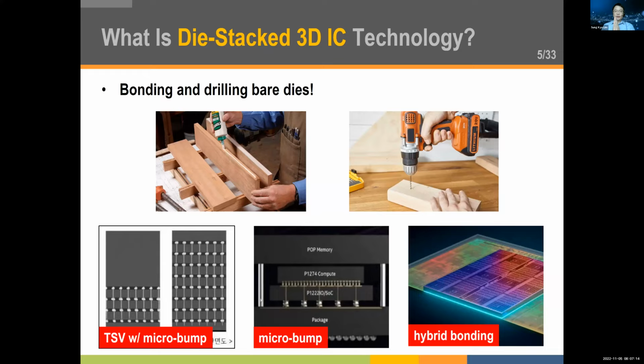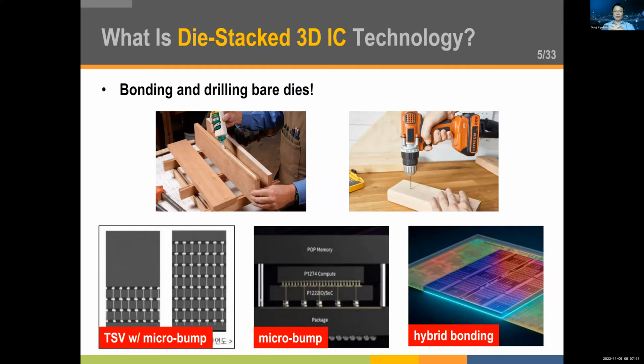Yes, there's heterogeneous integration and mixed-signal analog RF. But my focus today is bare die stacked, which means no interposer, just bare dies stacked and bonded, and digital. So how do you form 3D ICs? How do you make 3D ICs?